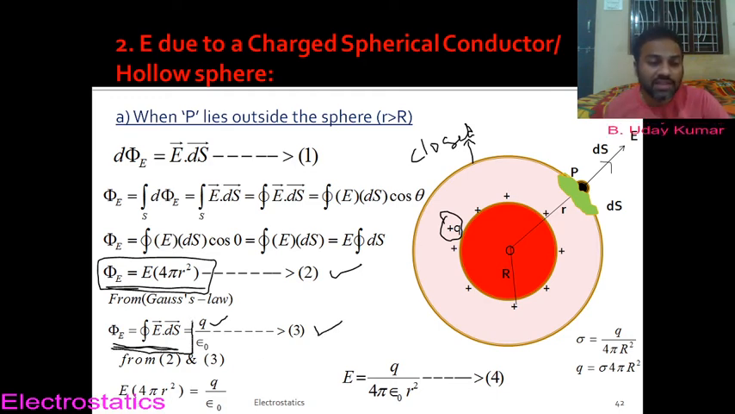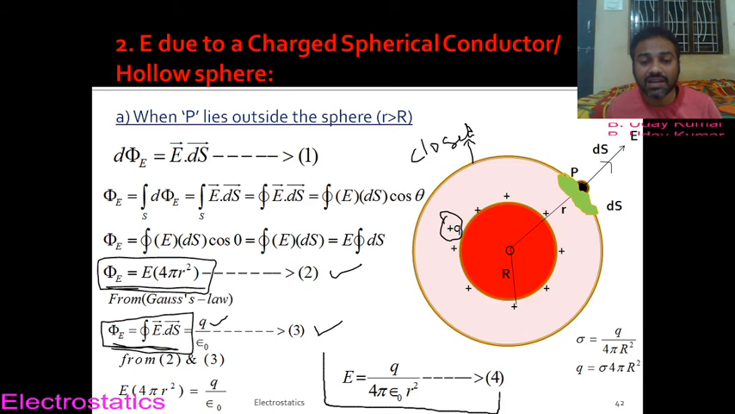So on the left hand side, we already found this from equation 2, right? This is nothing but phi E, which is E times 4 pi r square. So if you substitute equation number 2 in equation number 3, you get E times 4 pi r square is equal to q by epsilon 0. And if you send 4 pi r square to the right hand side, you get E is equal to q by 4 pi epsilon 0 r square. So this is the electric field intensity that we have found due to this charged spherical conductor.